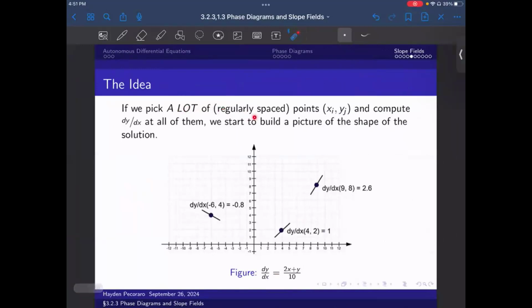You pick a lot of regularly spaced points. That regularly spaced is actually fairly important. If you're not regularly spaced, you're just kind of randomly choosing points, it might end up being hard to draw a solution. When you compute the derivative of all of them, you start to build a picture of the shape of a solution. So here's an example of a couple of different options for this differential equation. This now is not autonomous.